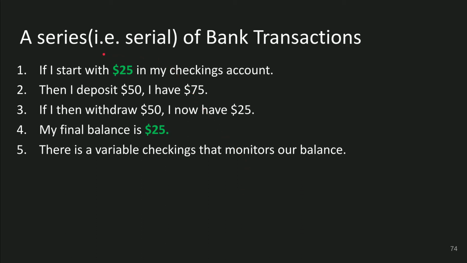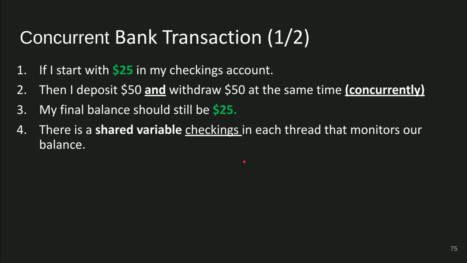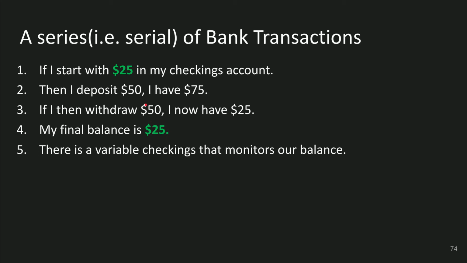If I have a series of bank transactions and I start off with $25 in my checkings account, and I deposit 50, I should have 75 because I've just added $50 to my bank account, and then I can withdraw 50, and now I have 25. My final bank statement at this point is $25, right? Because I've added 50 to my initial 25, and then I took away the $50. So there's some variable called checkings in our bank account that monitors our balance. Now that's a sequential, or serial, set of transactions that took place.